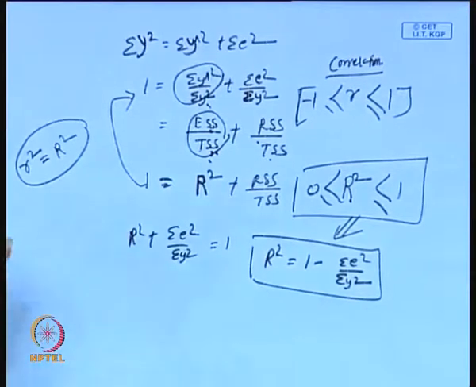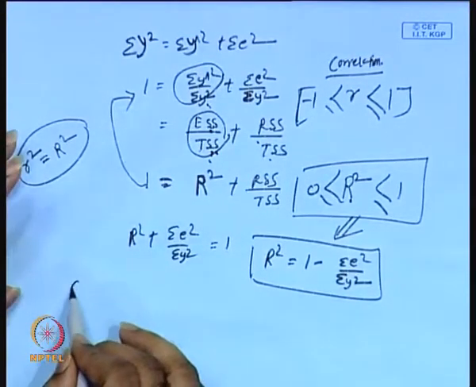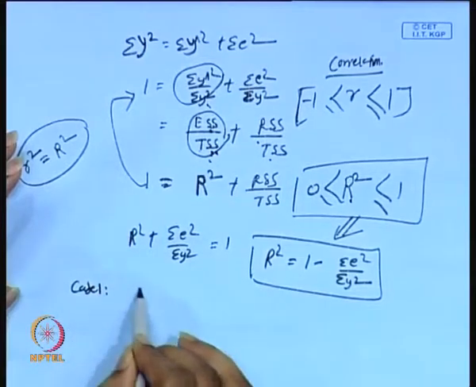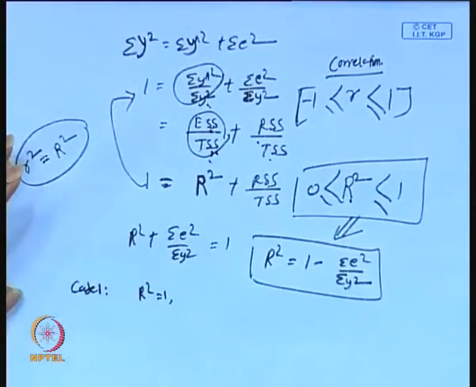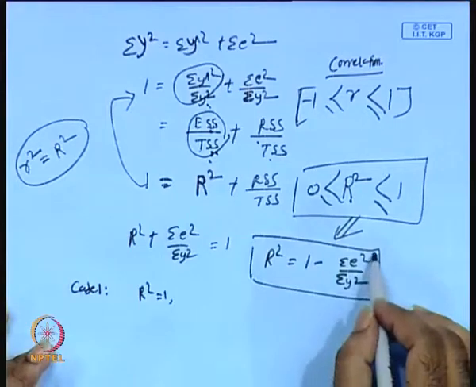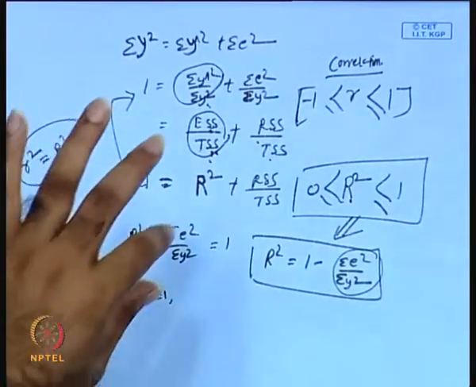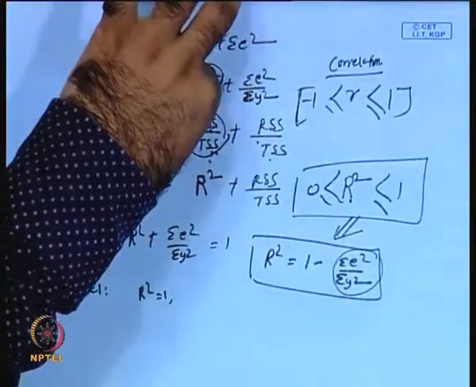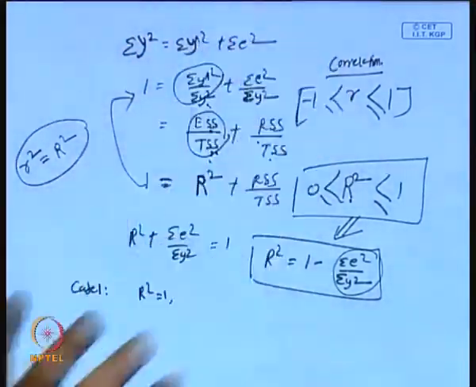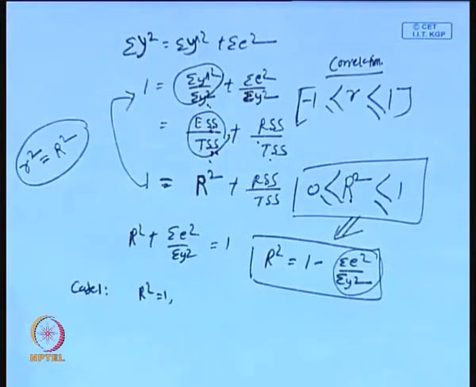So what do we have to do here? Let us say case 1: if R square is equal to 1, then what will happen? If R square equals 1, this particular item is equal to 0. R square equal to 1 means this is equal to 1 and this item is equal to 0. That means the model is absolutely fit for this problem. When R square is 1, it is the best fitted model.